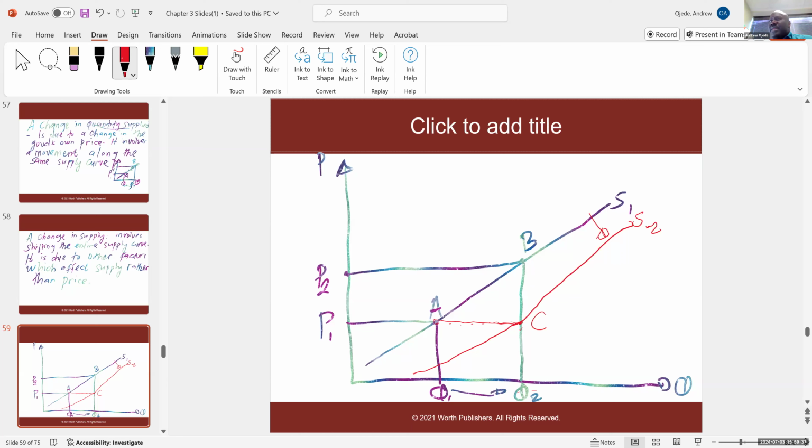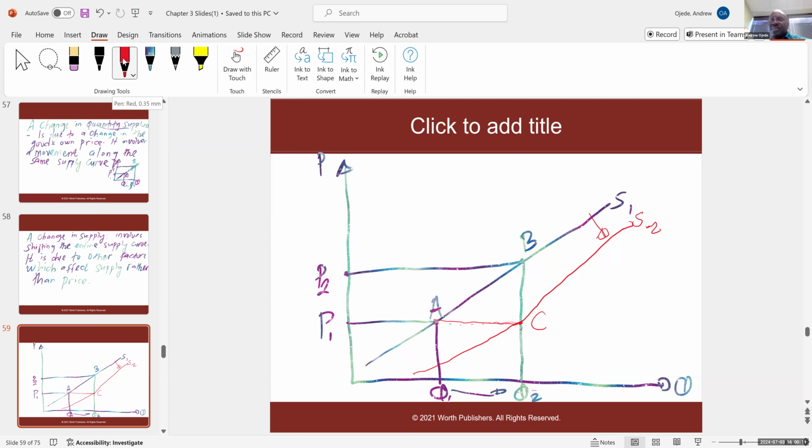And I mentioned them. Maybe there could be an increase in technology. Maybe changes in inputs, like raw material costs going down, making them produce more. Labor costs going down, wages going down, can make companies produce more because it's cheaper to produce when you hire labor at a low wage, or when you buy inputs or raw materials at a low cost. That is going to make you supply more.